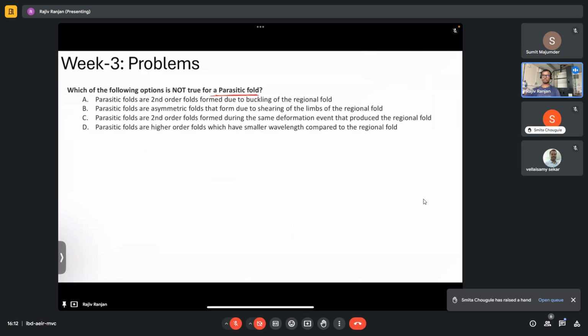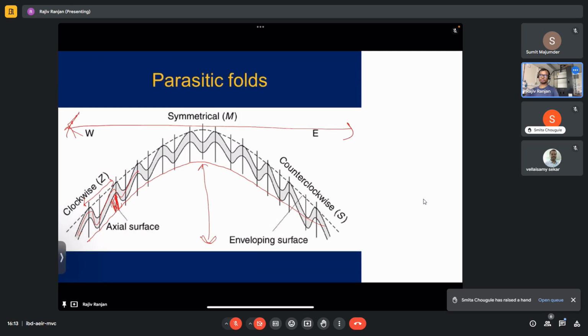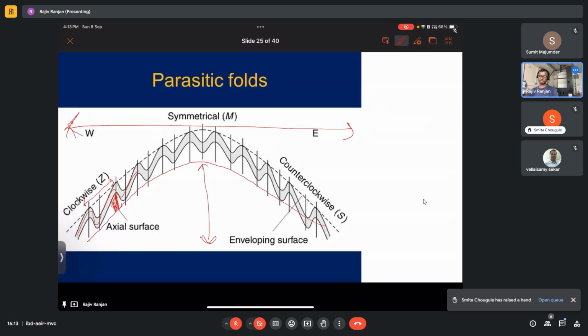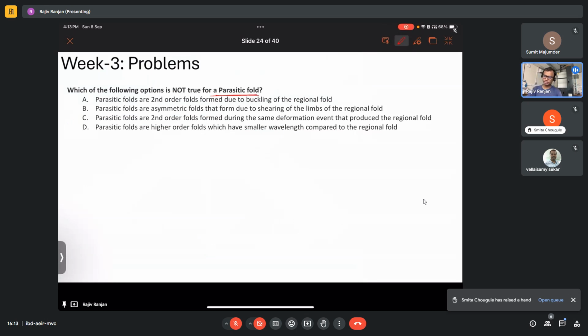Now try to solve this question. Not still not. Now, okay, let's read the first option. Parasitic folds are second order folds formed due to buckling of the regional fold. What do you think? Is this correct or incorrect? Sumit?